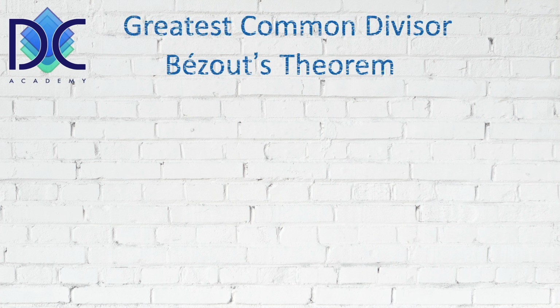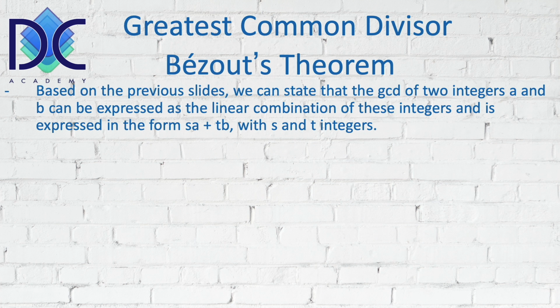First of all, we have to talk about the greatest common divisor and Bézout's theorem. There is a mathematician, Bézout, who created a theorem, and one of the elements at the start of this theorem is that we can state that the GCD, the greatest common divisor, of two integers a and b can be expressed as a linear combination of these integers, in the form sa plus tb, with s and t being integers.